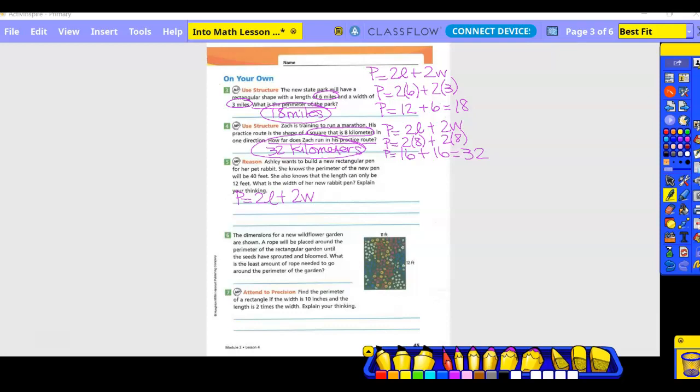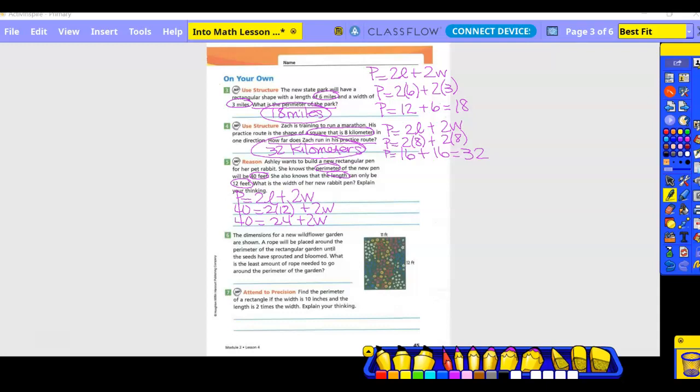So what is our perimeter? What did they give us? The perimeter is 40 feet and the length can only be 12 feet, right? So 40, we need to plug that in, equals 2 times our length, sorry, 12 plus 2W, because we don't know what the width is yet. So if we rewrite this, it would be 40 equals 24 plus 2W.